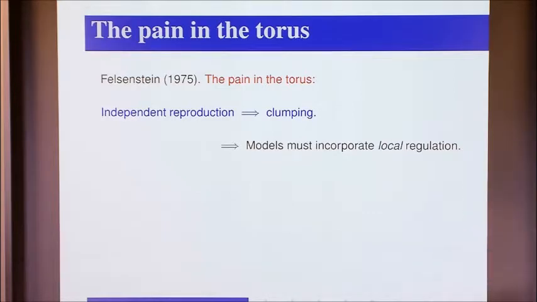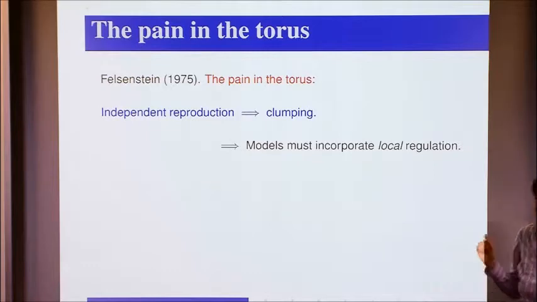And the lesson that we learn from the pain in the torus is that if we assume individuals in our population somehow reproduce independently of one another and they don't sense the local population density, then inevitably we get clumping. So if we want to overcome that clumping, our models have to have some sort of local regulation. And the classical stepping stone model has exactly that, because it assumes the population size in each deme is fixed. And that's the strongest local regulation you could think of. But we'd like to do something that's actually in a spatial continuum, which also has a local regulation.